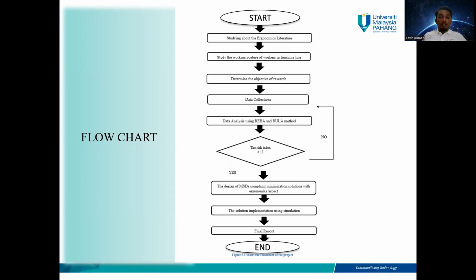As the start of the flowchart, we begin with studying ergonomic literature and the work posture of workers in the finishing line, in order to have an idea of what kind of work they are involved in. Next is the determination of the objective of the research, followed by data collection and data analysis using the REBA and RULA methods. The main statement of the research is that the risk index should be less than 11, which is the high level of risk as stated in the literature review.